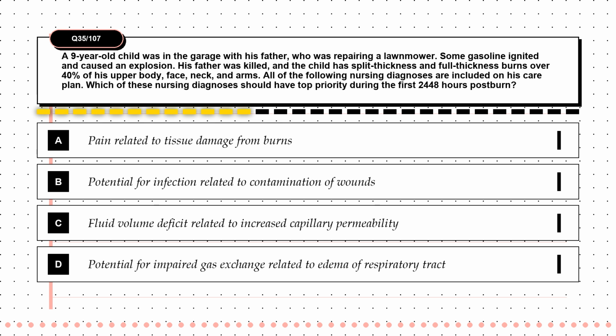Here are the options. Option A. Pain related to tissue damage from burns. Option B. Potential for infection related to contamination of wounds. Option C. Fluid volume deficit related to increased capillary permeability. Option D. Potential for impaired gas exchange related to edema of respiratory tract.